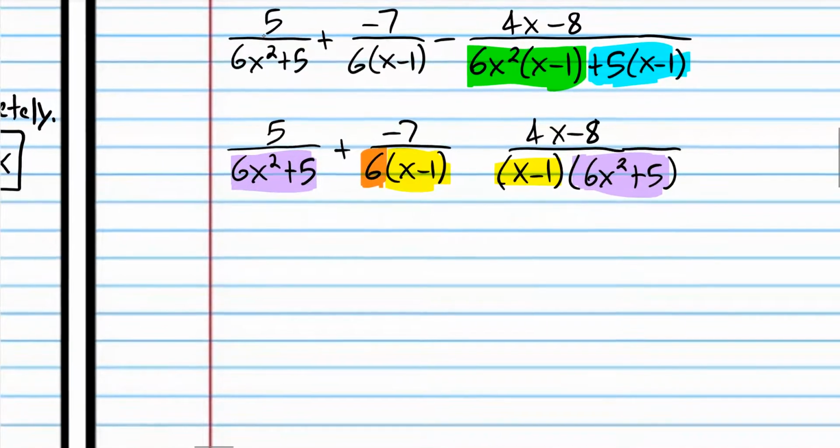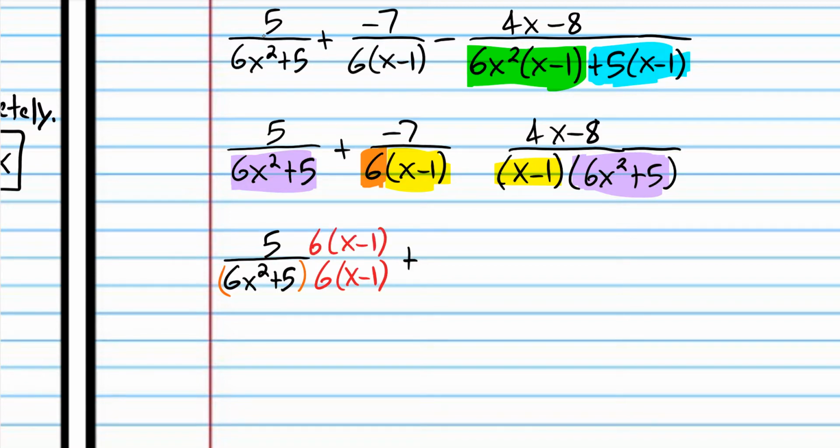You see? So what that means is I'm going to have to take this fraction at the far left. It only has a purple. So I'm going to have to take that, and you gotta write parentheses when you multiply. And I'm going to multiply both sides by 6 times x minus 1, because it needs an orange and a yellow. And this other fraction has an orange and a yellow, so I'm going to rewrite that orange and yellow, but it doesn't have a purple. So I'm going to multiply both sides by the purple 6x squared plus 5.